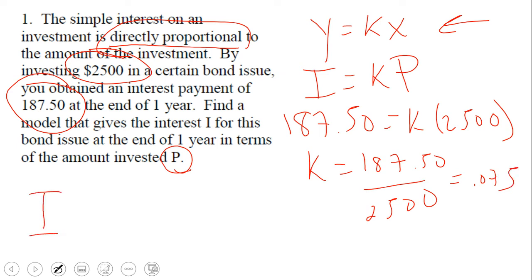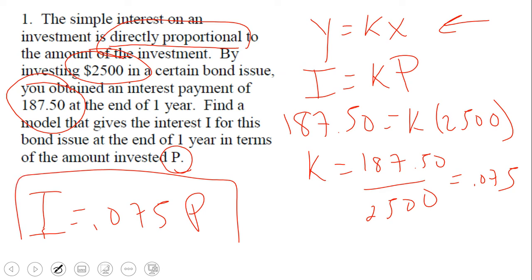Which means that the formula you can now use for anything having to do with this problem is I equals 0.075p. So that is always the relationship. Because they are directly proportional, or direct variation, whatever the principal is, if you multiply it by 0.075, you're always going to get the corresponding interest. So here's how you do the problems. Discover what the original equation is, replace the appropriate variables, solve for the missing value, and then you have a formula that can be used at any time.